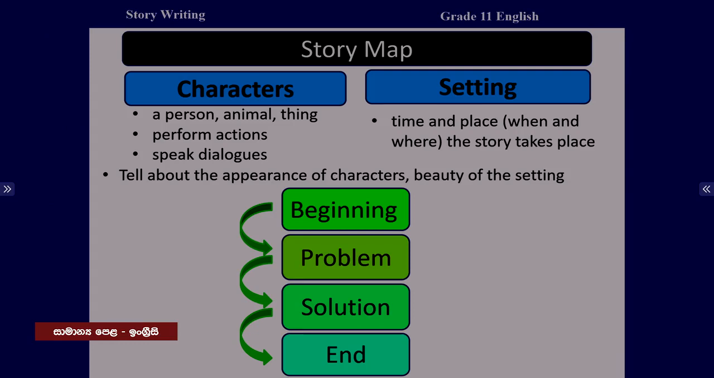If you want to write a longer story, you can talk about the appearance of the characters and the beauty of the setting. Let's see the flow of a story. First, there is the beginning. You can begin the sentence using the phrase once upon a time.